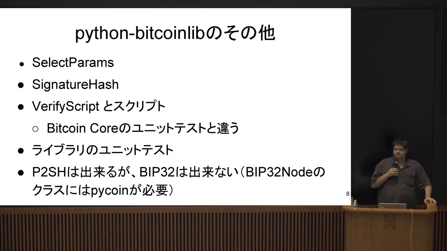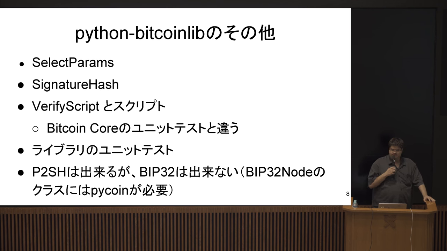Okay, so the library helps you use both testnet and mainnet. The way it does that is switching through a function called select params. Signature hash is for transaction signing, and hashing the transaction in the correct format so that you can go and sign it. I believe it actually does have transaction signing capability using OpenSSL, although you should probably not intend to use it for that purpose. Perhaps for testing, it's fine.